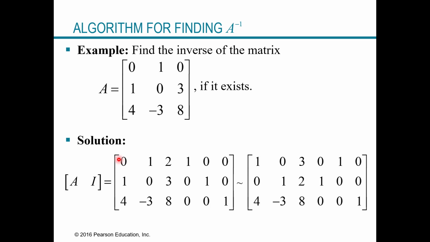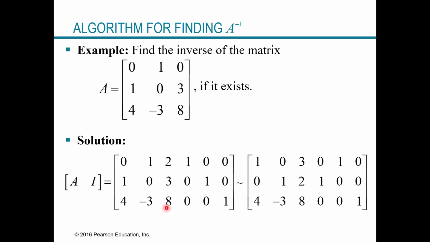Okay, so here's how this works. Let's say we have this 3 by 3. We're going to try to find the inverse if it exists. So once again, if this was a 2 by 2, we could just use our formula from earlier. But for a 3 by 3 and bigger, we're going to use this process. So what you do is you set up this matrix where the left columns are A, and the right columns are I, but the same size as A.